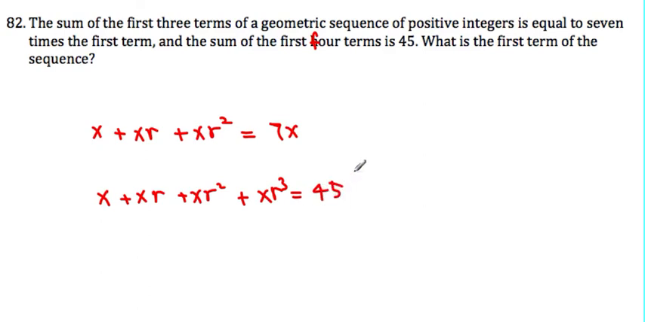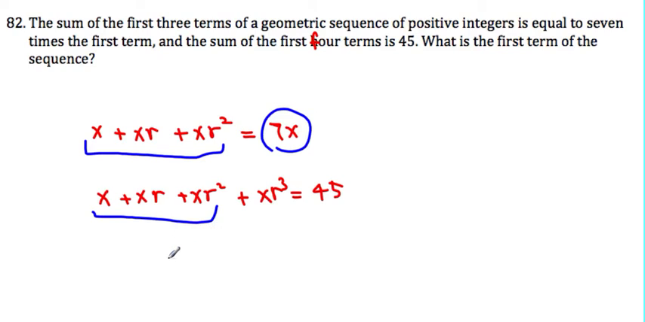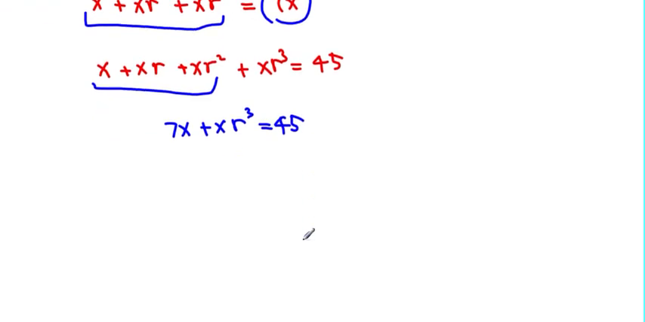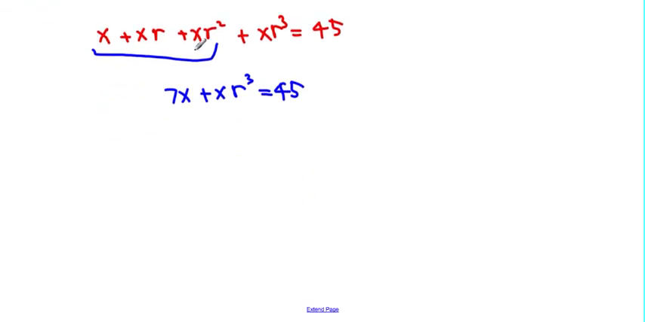Then what is the first term of the sequence? One thing we get to realize is that these three terms can be replaced with 7x. So we end up getting 7x plus x times r to the third power is equal to 45. Now that means we can factor out x, and we end up getting x times (7 plus r to the third power).